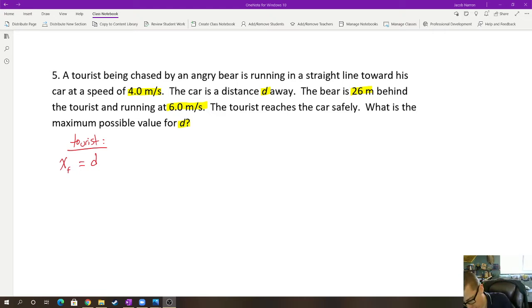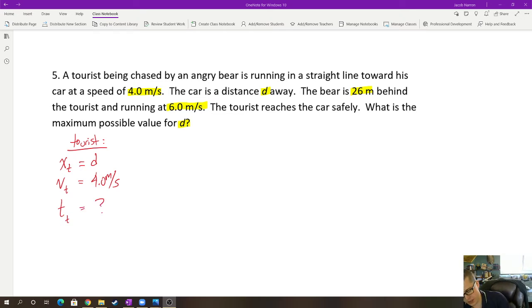Now, another thing that we know is the velocity of the tourist. Sorry, I said F, I meant to say T. We know that the velocity of the tourist is going to be 4.0 meters per second. Because it doesn't say anything about the tourist speeding up or slowing down, we're going to assume that is a constant velocity. So I'm just going to represent it as velocity, subscript T, so I know the difference between the velocity of the tourist and the velocity of the bear. Another thing I want to write is the time of the tourist, which we don't actually know. It doesn't say anything about time, so we're going to have to figure that out.